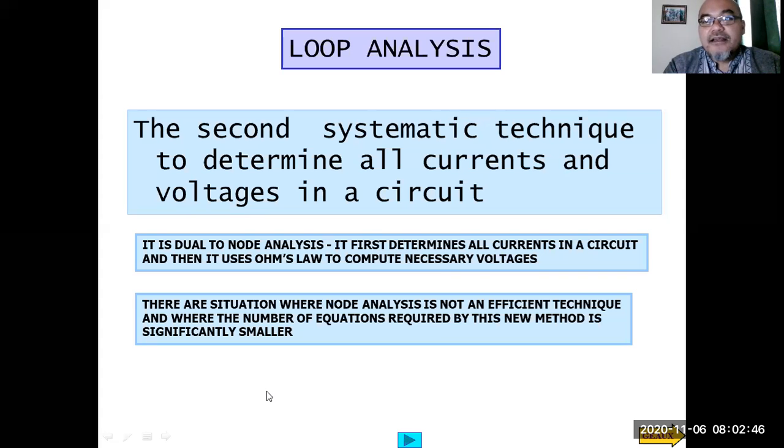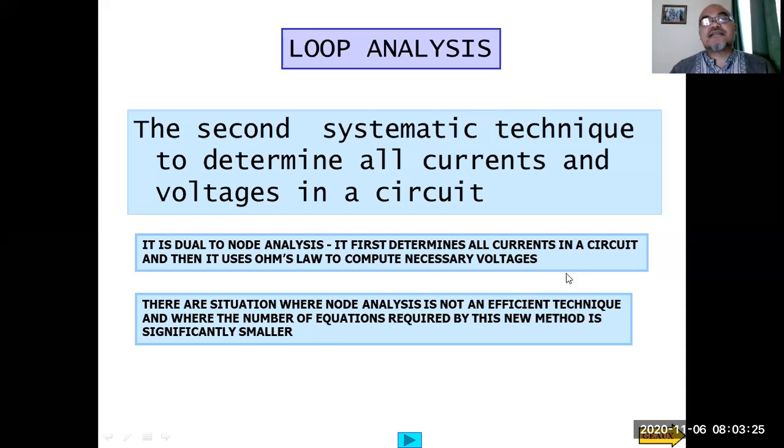Loop analysis, on the other hand, we are interested to know the current flowing through the branches. In order to find that, we first determine the voltage across. We write the Kirchhoff voltage law in terms of the voltages across the components in the branches. From there, we can find the loop currents, and from the loop currents, we can determine the individual current at each branch using Ohm's law.